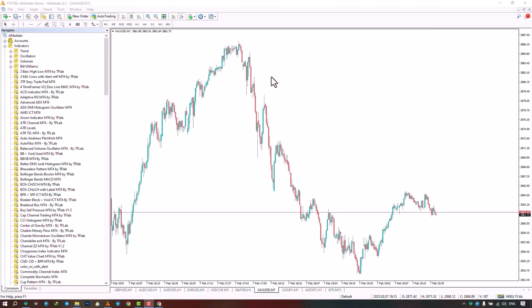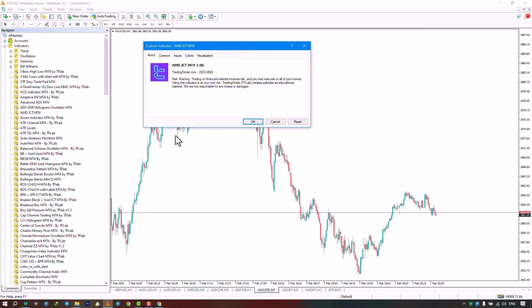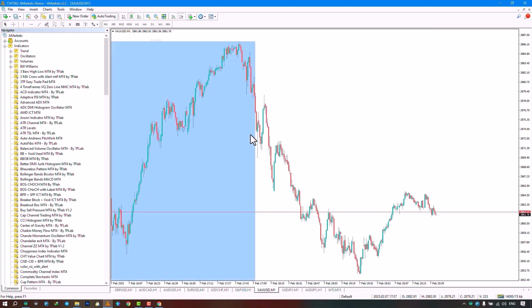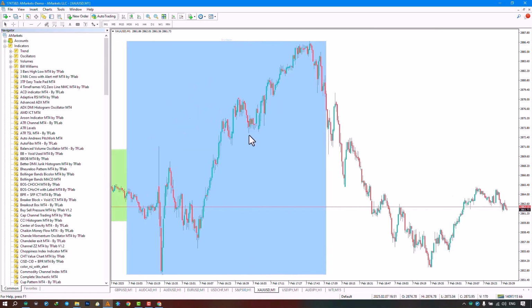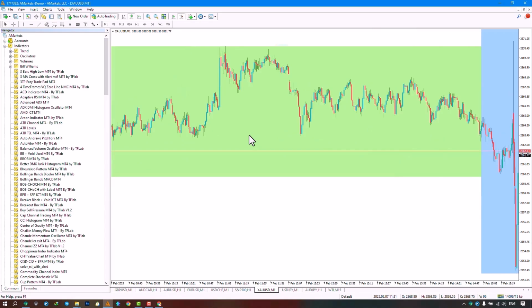From the Navigator section, select the indicator file and activate the indicator by clicking on the file on the chart. Just make sure to enable the Allow DLL Imports option from the command section and then click the OK button. By dragging the indicator on the chart, it starts drawing 3 timeframes on the price chart.